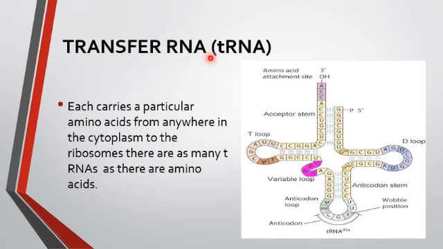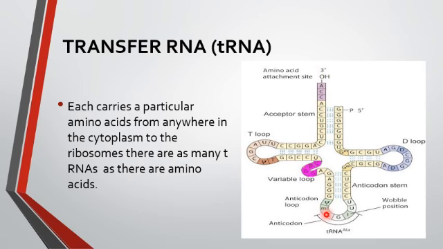Transfer RNA, that is tRNA, means it carries a particular amino acid. So this is amino acid attachment from anywhere in the cytoplasm to the ribosomes, and there are as many tRNAs as there are amino acids. The structure of tRNA is like a clover leaf, so they have various arms. This is called the anticodon arm of the tRNA. This is known as the amino acid arm.